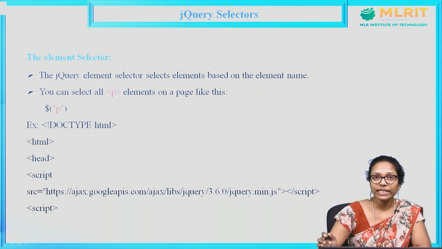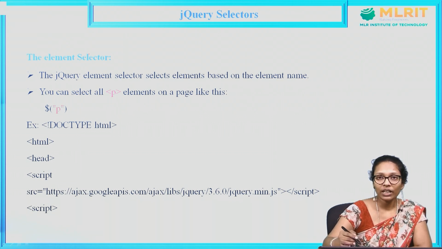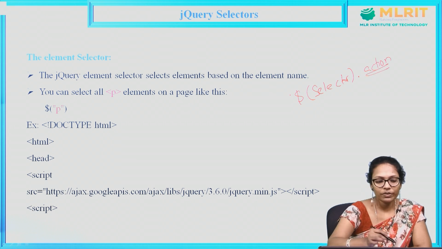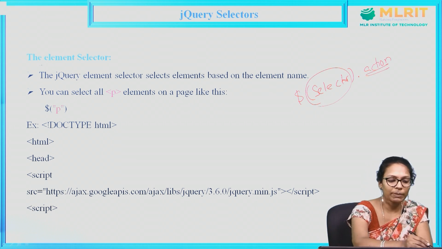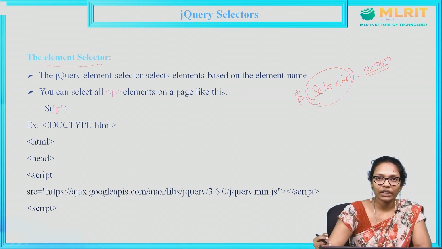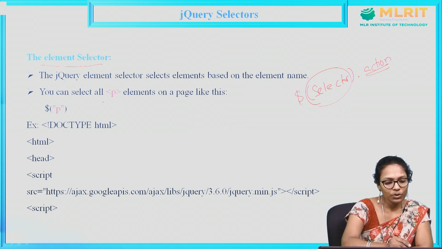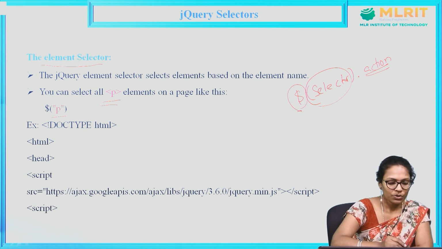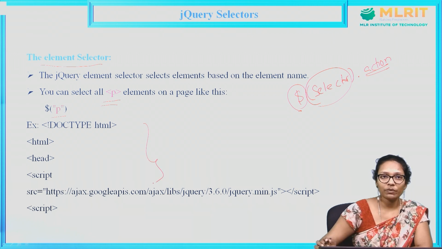So the first one is element selector. Before that we should recall our syntax of jQuery: $selector dot action. The first selector you are taking is the element selector. If you want to select any particular element, any particular tag name, you can specify the tag name directly within the double quotes. For example, I want to select all P tags, then you can specify P within the double quotes. We know $ is common for all the things. This is a common syntax for every jQuery program.